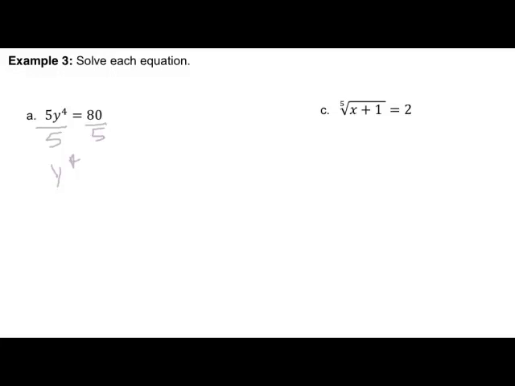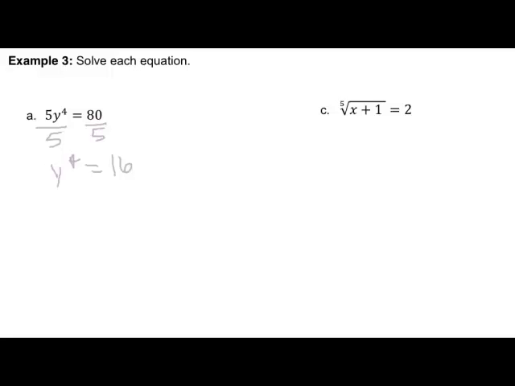So the first thing we want to do is divide by 5 to get y to the 4th all by itself. So we have y to the 4th equals 16. Again, to get rid of the exponent of 4, we're going to take the 4th root. And they essentially cancel each other out, because if you think about our exponent rule, this would be y to the 4 over 4, and 4 over 4 is just 1, so that's like getting y to the 1st power.